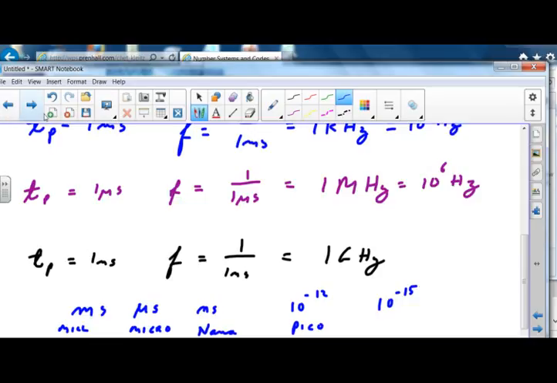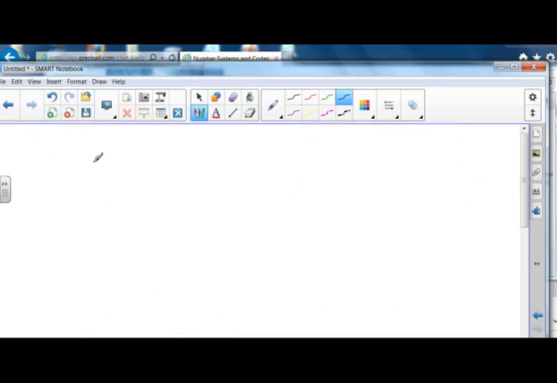But my time period equals 1 millisecond, which is equal to the frequency is 1/1 millisecond, correct? The period's 1/frequency. So if I know the period, I can solve for frequency. Frequency is 1/period, right? Okay. Well, and your calculator will put that in.